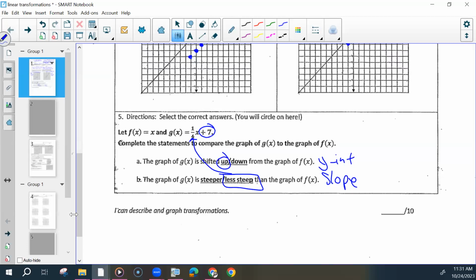Yes. So steeper would have to be some number greater than 1. Less steep will be some number between 0 and 1. So some fraction where the numerator is greater than the denominator. Go on to the next page.